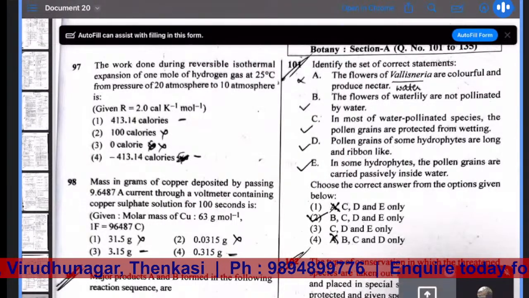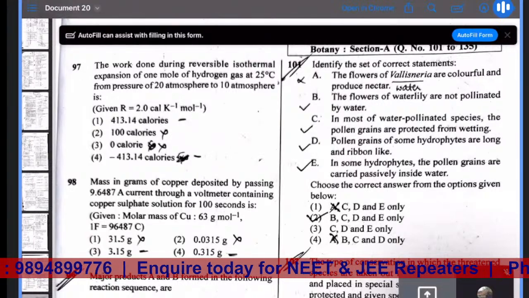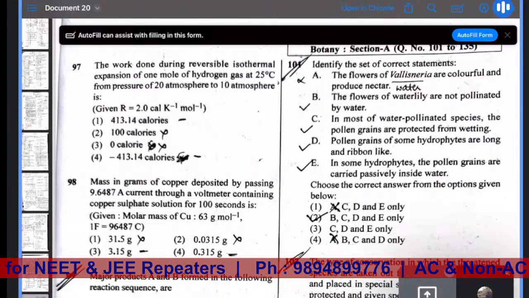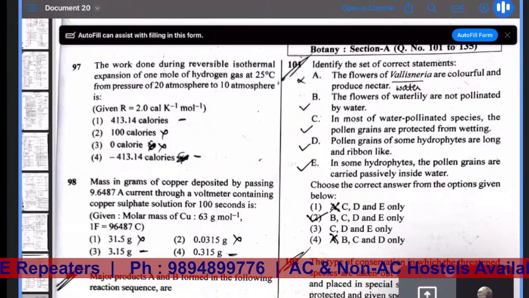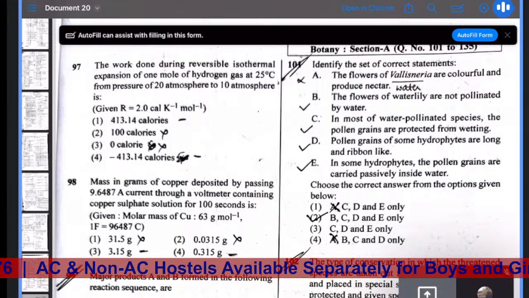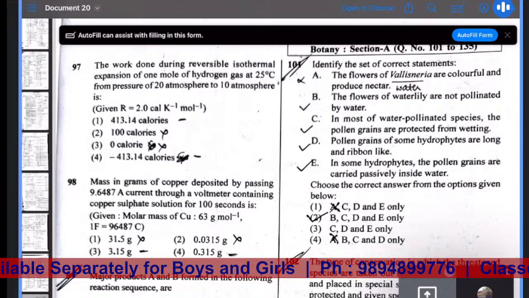See statement A, the flowers of Vallisneria are colorful and produce nectar. Actually, Vallisneria is a water pollinating plant. Generally the plants which undergo abiotic pollination do not have colorful flowers and nectar. Hence statement A is false. Then statement B, the flowers of water lily are not pollinated by water.